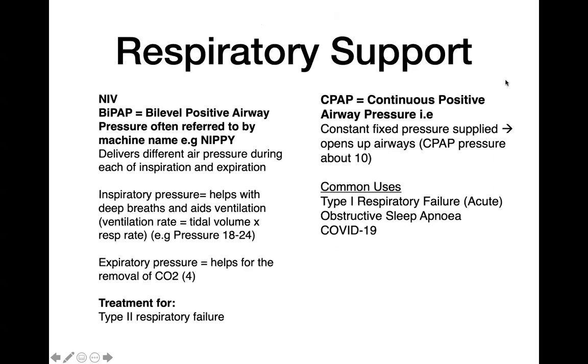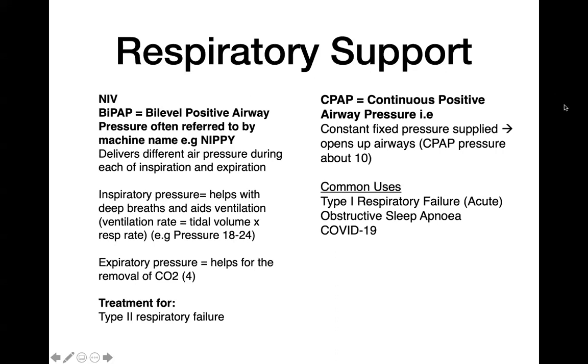So I think NIV can be really confusing, partly because people use the NIV term for lots of different things and it's quite unclear what people mean by it sometimes. So I think it's good to clarify. BiPAP is in the name, it's bi-level positive airway pressure. Often though, confusingly again, when you're a med student, it's referred to by the machine name. So just ask people what it is. If it's BiPAP, NIPPY is one of the really common ones. I know that they use it in Papworth and Addenbrooke's as well.